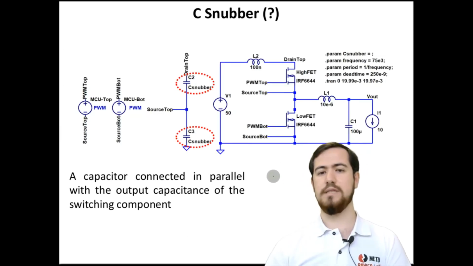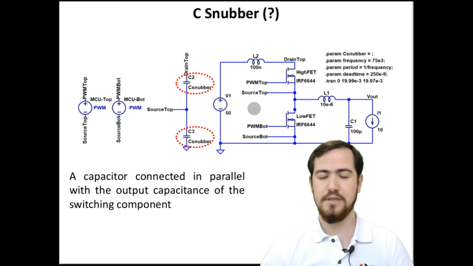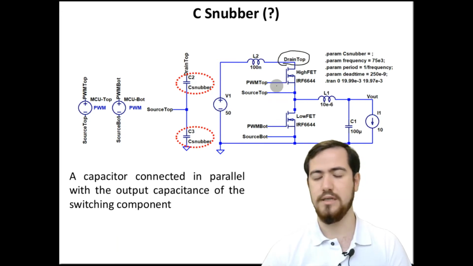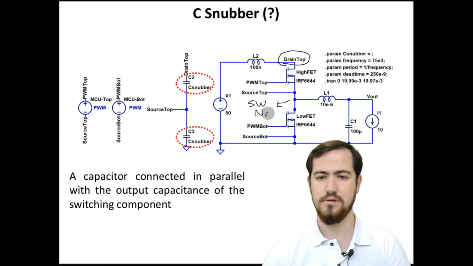So let's begin with a C snubber. Let me show how we connect it. Here is the drain top, which is the drain pin of the high side switch, and this one is the low side switch. We have the switching node here. We give the name source top for this one, and the source bottom or the ground are the same nets.